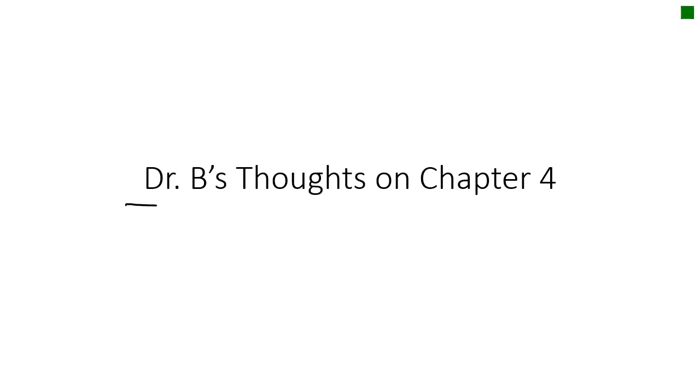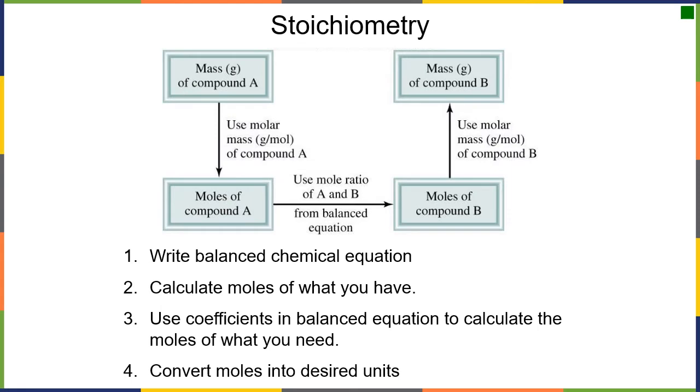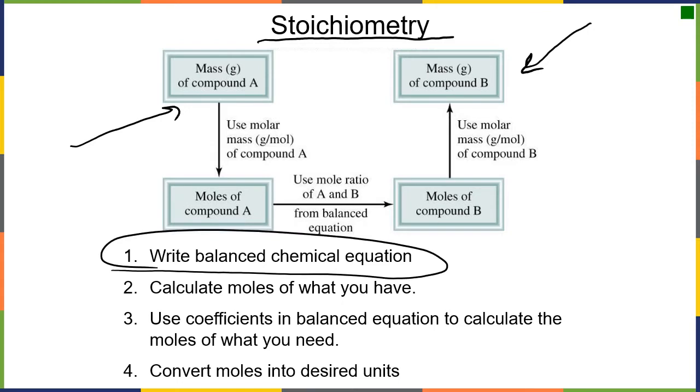All right, let's see if we can sum up Chapter 4. Chapter 4 is almost entirely stoichiometry and types of reactions. So if we're going to do stoichiometry, what we're trying to figure out is how to go from some amount of starting material to some amount of what we need. And the way to do this is to start and balance your equation.